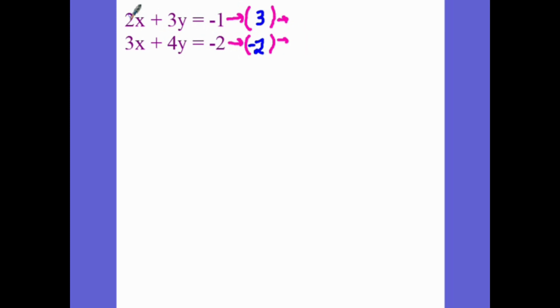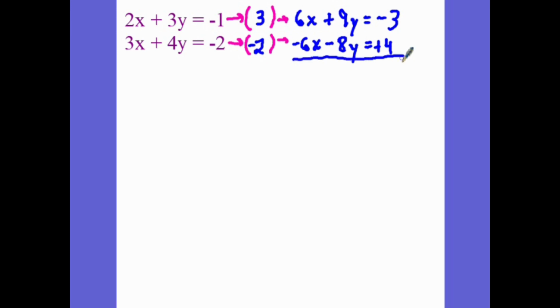So I'm going to multiply this whole top line by 3, giving me 6x, 9y, and negative 3. The whole bottom line, multiply every term by negative 2. 3 times negative 2, negative 6. 4 times negative 2, negative 8. Negative 2 times negative 2, positive 4. Make sure you put your plus sign there to keep you from making a lame mistake.